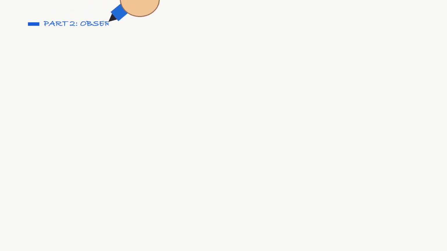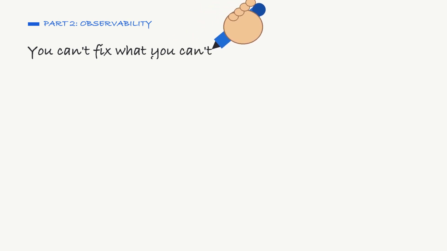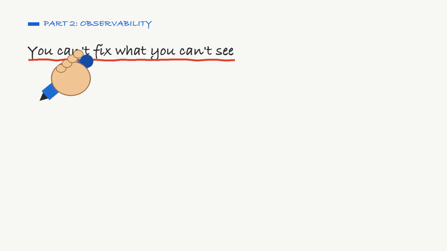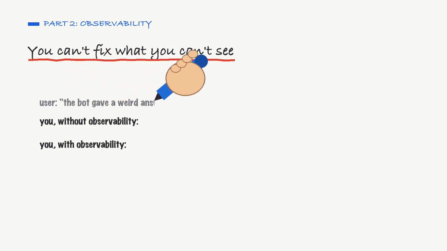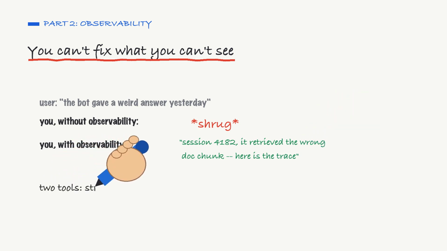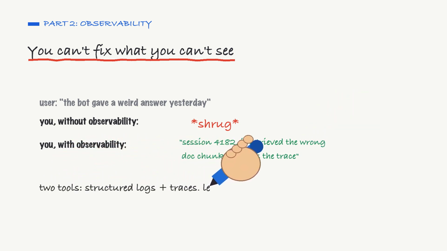Part 2. Observability. A user says, the bot gave me a weird answer yesterday. Without observability, you shrug. With it, you say, session 4182. It retrieved the wrong document chunk. Here's the trace. That difference is the whole discipline. Two instruments get you there: structured logs and traces.